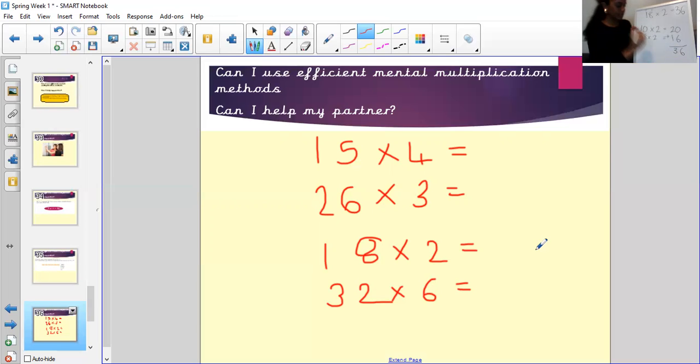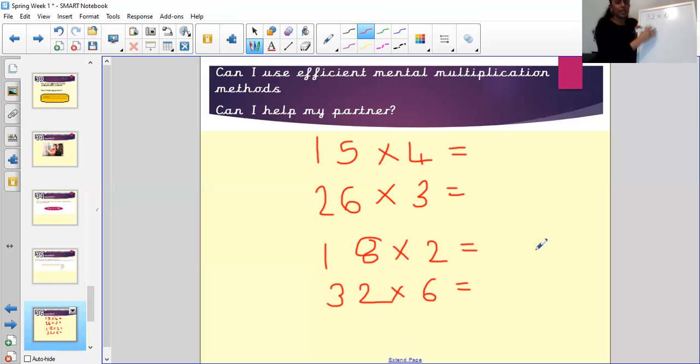You could also check this because this is essentially doubling, so you could also do 18 add 18. So double the number, and let's see what we get. 8 plus 8 is 16, put the 6, and you carry the 1. 1 plus 1 is 2, add the carried 1 is 3, and your answer still is 36, so that's just another way of working it out. And finally, we go on to 32 times 6.